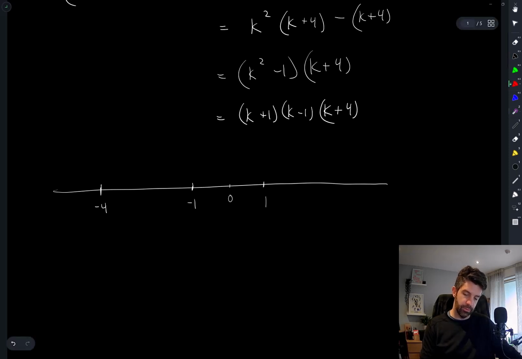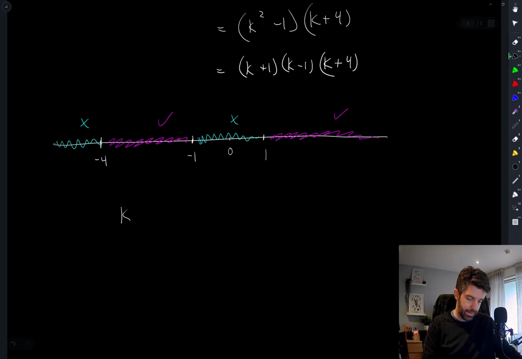So the good regions, the regions that work, are there and there. And the regions that don't work are there. So we have good and bad. So the answer should be k strictly greater than 1 or k strictly between -4 and -1. Let's see if that's one of the options given. Yeah, that's option B.